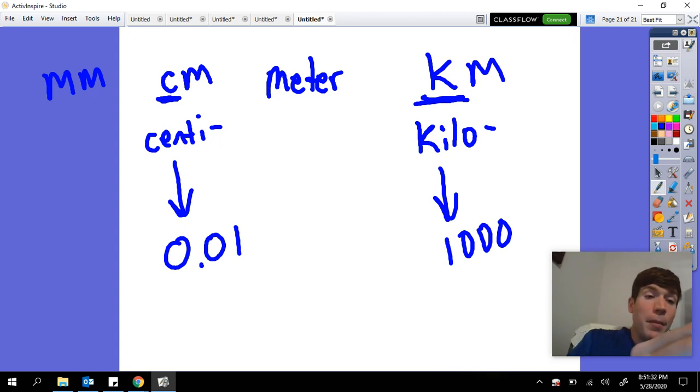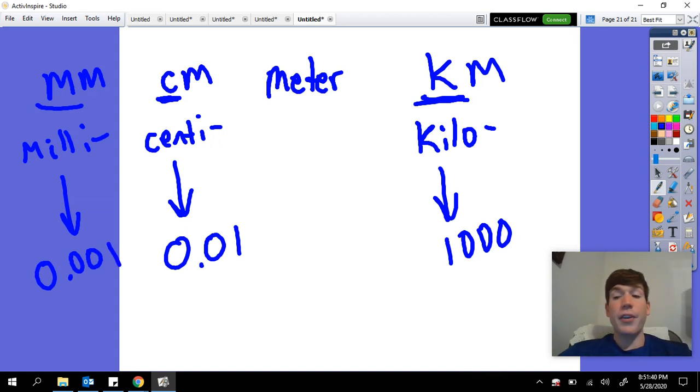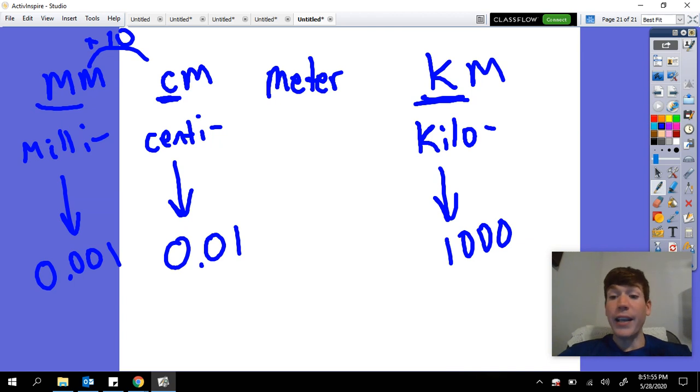A millimeter, so we have this prefix milli, means a thousandth, just like we talked about yesterday. A thousandth, literally meaning it would take 1,000 millimeters to make a meter. And if you're curious, it would take 10 of these, so if I multiply this by 10, I would get a centimeter. So we have these different units of measurement that we can talk about.